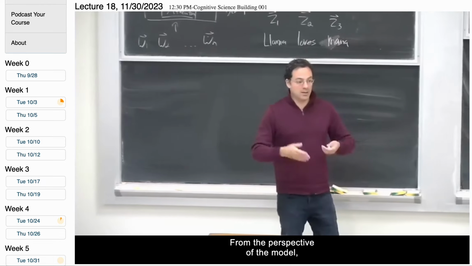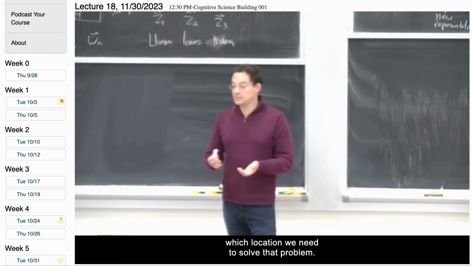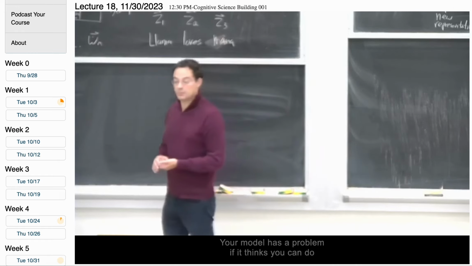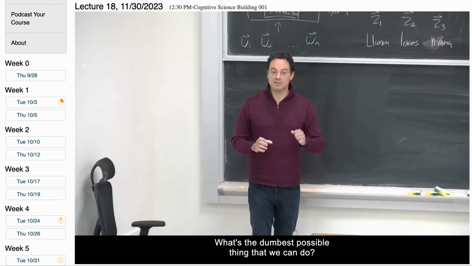So from the perspective of the model, if the model doesn't know which word is in which location, we need to solve that problem. You cannot just permute the positions of words and expect to get the same results. Your model has a problem if it thinks it can do that. So what can we do? What's the dumbest possible thing that we can do?